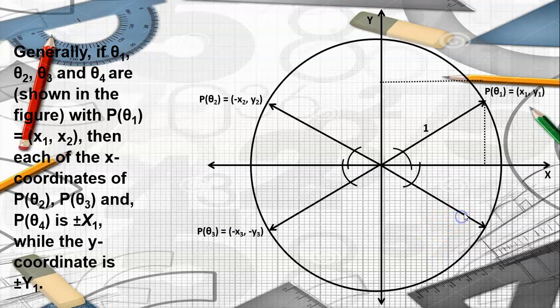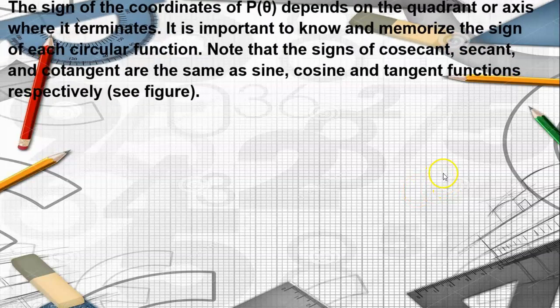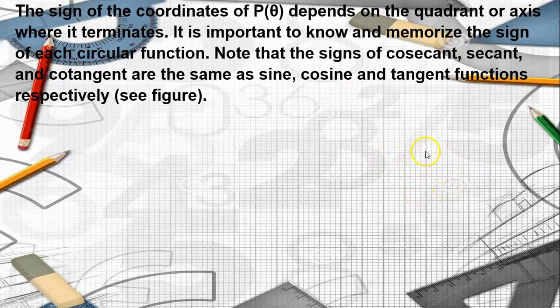And then so we have there your y and then your x. We have here x and then your y. Here we have our x and then we have our y. In the fourth quadrant we have our x and then we have our y. So the coordinate of P of theta 4 is x sub 4 and negative y sub 4. So the sign of the coordinates of P of theta depends on the quadrant or axis where it terminates. Kung saan po siya tigil. It is important to know and memorize the sign of each circular function.